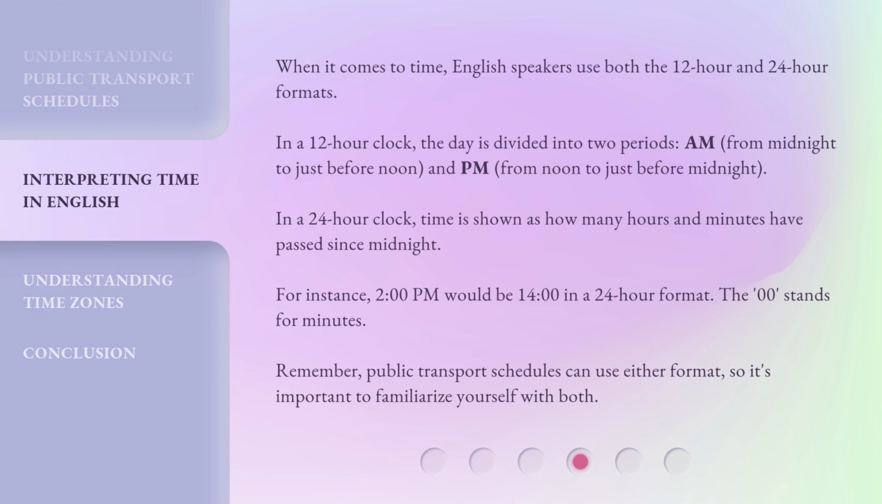When it comes to time, English speakers use both the 12-hour and 24-hour formats. In a 12-hour clock, the day is divided into two periods: AM, from midnight to just before noon, and PM, from noon to just before midnight. In a 24-hour clock, time is shown as how many hours and minutes have passed since midnight. For instance, 2 p.m. would be 1400 in a 24-hour format.